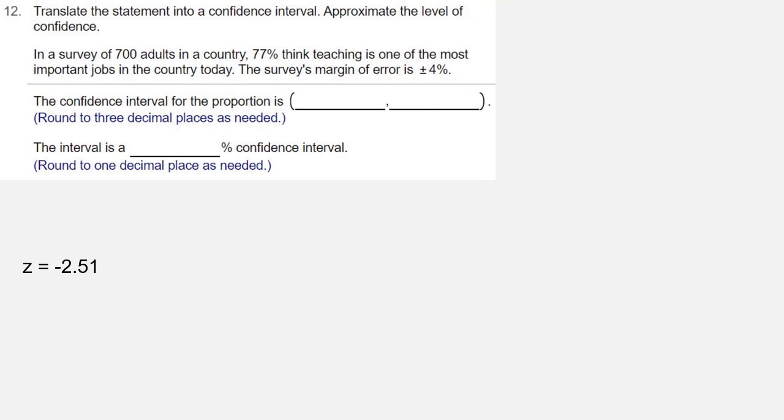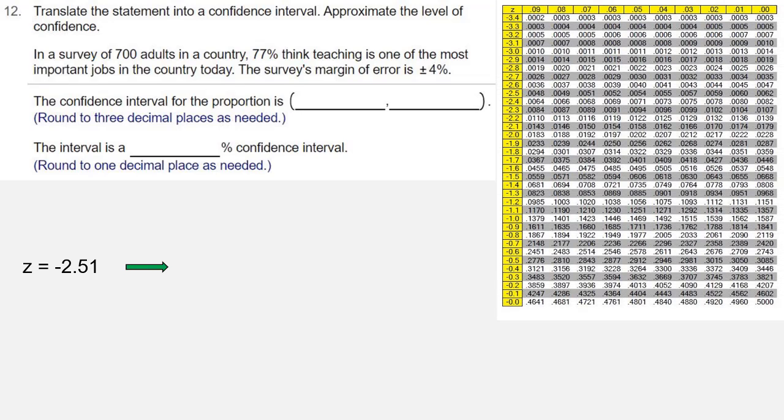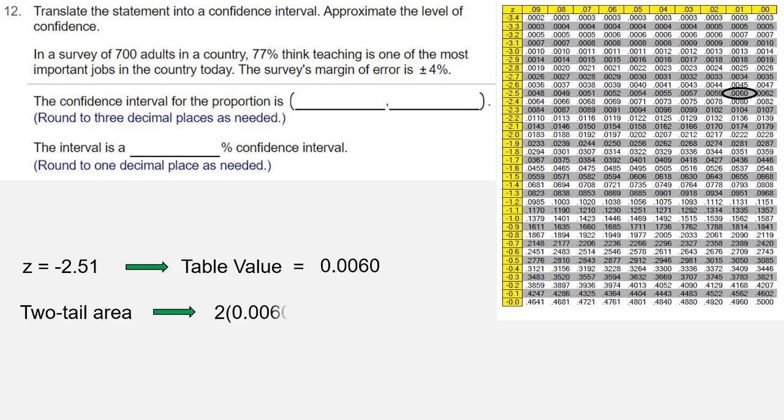So if z is -2.51, then we need the table value for that. We go to the standard normal table. -2.51 gives us a table value of 0.0060. We need to double that because we need the area for both tails. So 2 times 0.0060 is 0.0120. That's the value we need to subtract from 1. That will give us the area that's bounded in the middle.